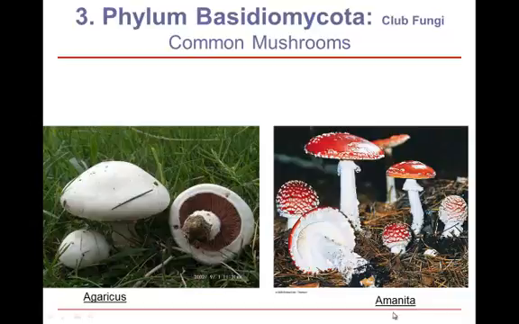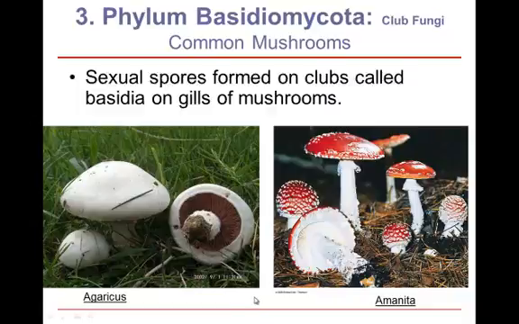So we're going to learn Amanita, and over on the left is Agaricus. Agaricus is the genus of the grocery store button mushroom. It's also the genus of the portabella, which is just a different species of Agaricus. You should recognize that the sexual spores in phylum Basidiomycota are formed on little bumps on the gills called basidia, singular basidium.